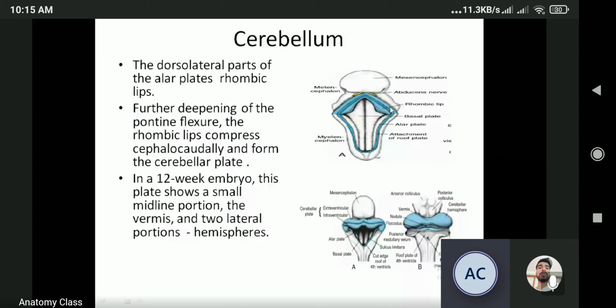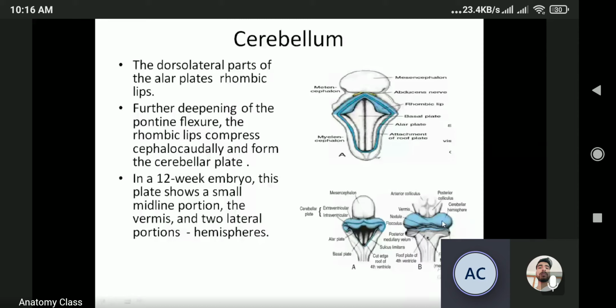In the 12th week of the embryo, this plate shows a small midline portion known as the vermis. So in the 12th week, you can see in this cerebellar plate, in the mid portion the vermis and two lateral hemispheres. So this is the vermis and these are the two lateral cerebellar hemispheres. First you have to remember the alar plate, then rhombic lip, then the pontine flexure will appear, then the cerebellar plate is formed, and in the 12th week there will be the vermis and cerebellar hemispheres. So this is the development of the cerebellum.